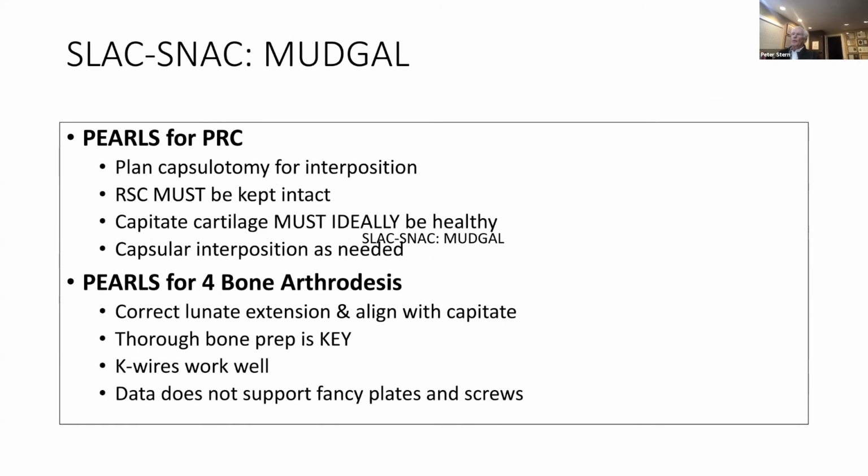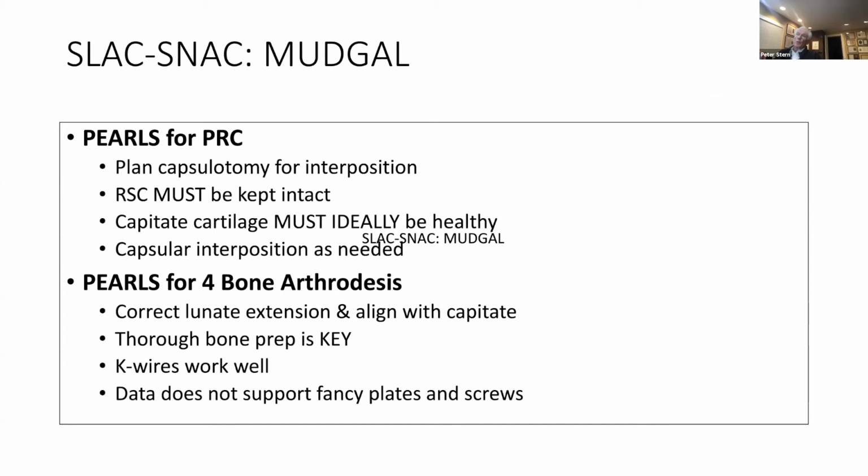His pearls for proximal row carpectomy were that you should always plan for a capsulotomy for interposition, either proximally or distally based. So if you get in and the head of the capitate is somewhat eburnated, you can cover it with capsule.